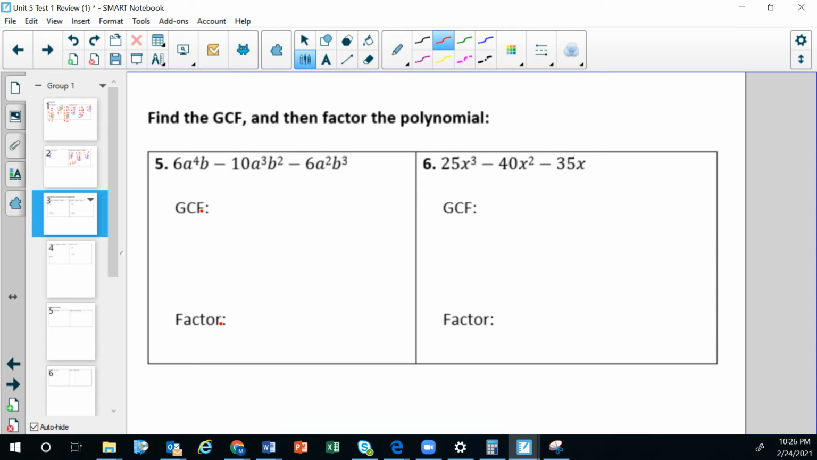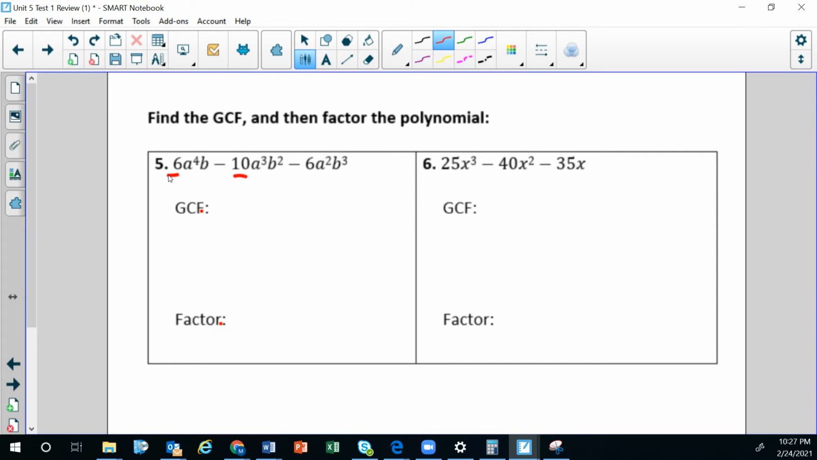Now let's look at all three coefficients, 6, 10, and 6. What is the highest common factor between 6 and 10? Think about it for a second. If you want to pause the video, go ahead and pause it. All right. The highest common factor between 6 and 10 is just 2.